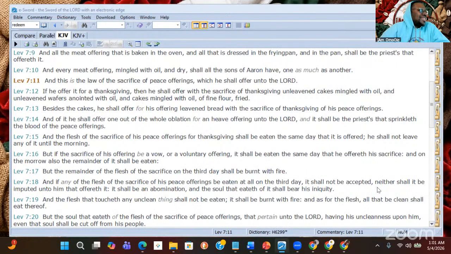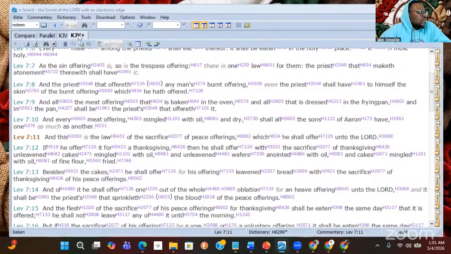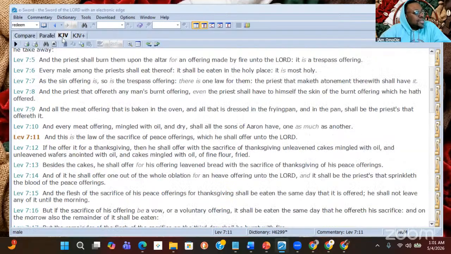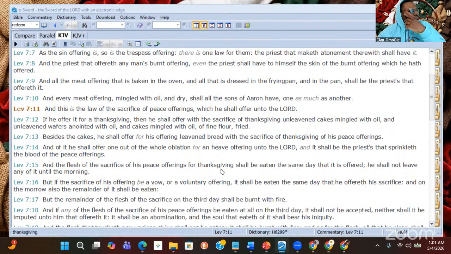Leviticus 7:11. And this is the law of the, I forget the word. Zebach. Zebach. And this is the law of the sacrifice of peace offerings, which he shall offer unto Jehovah.